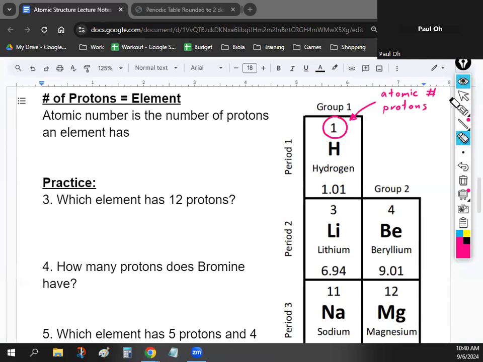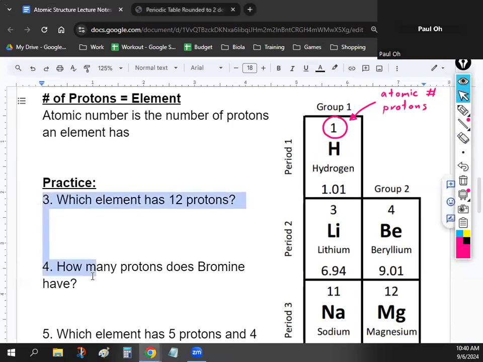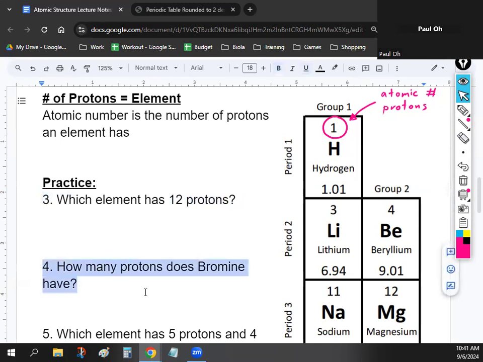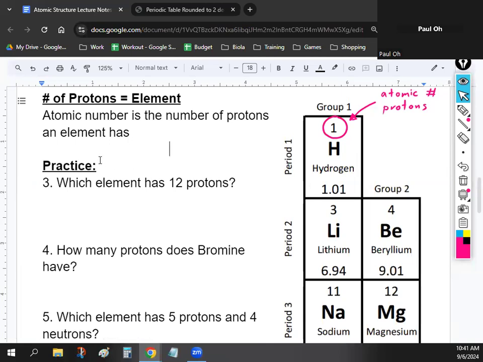All right, so with that, let's see if you guys can try numbers 3 and 4 on your own. You can work with the person next to you, but I want you guys to just use the periodic table. I want you guys to write down which element has 12 protons and how many protons bromine has. So I'll give you guys about 2-3 minutes to try that out with the person next to you. You can check your answer, and then we'll go over it.